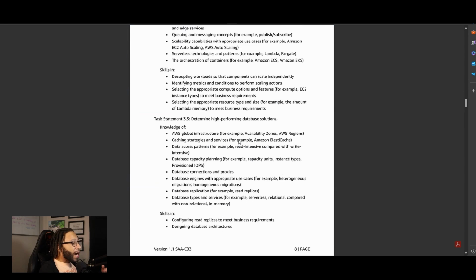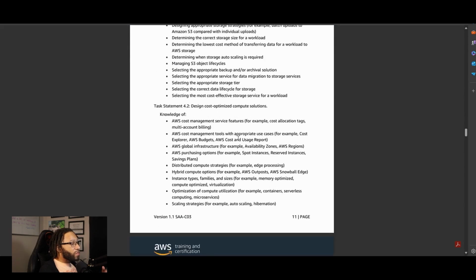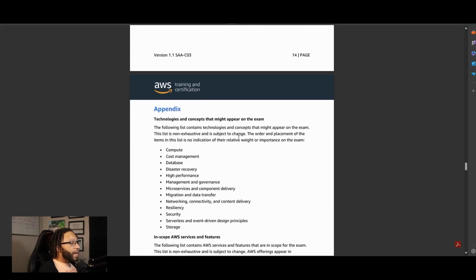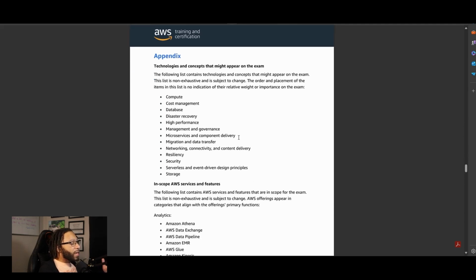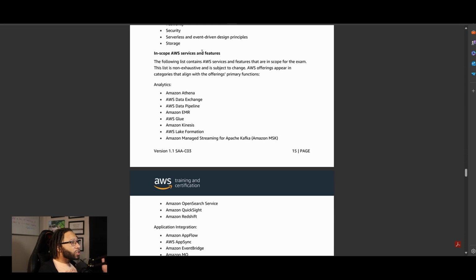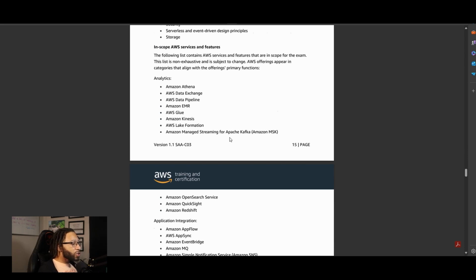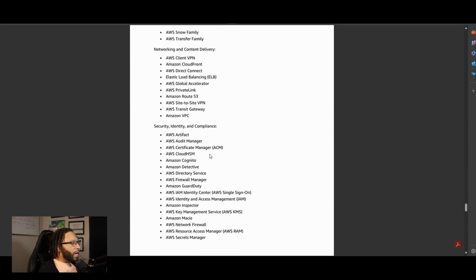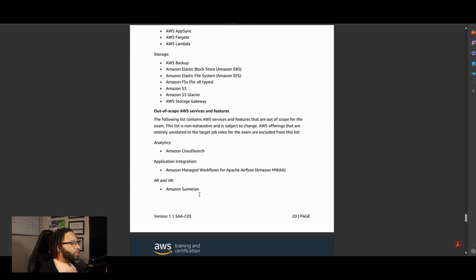The thing that I want to highlight, which is going to be towards the very bottom, is that every exam guide that AWS creates for their certification exams is going to give you a list of in-scope AWS services and features and out-of-scope AWS services and features, as you can see here. And that, in a sense, concludes the exam guide and what it is that I wanted to call out that was important for you guys.